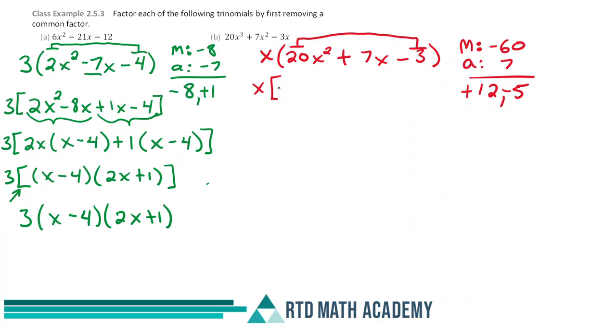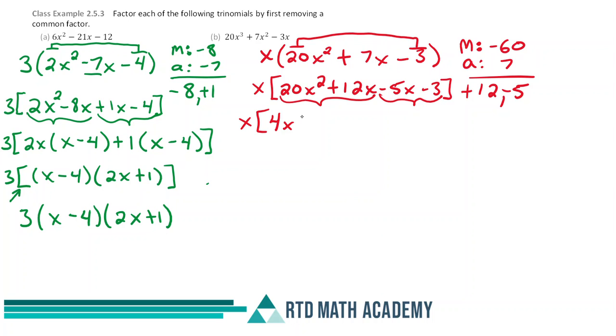All right, so now let's rewrite this. So now we've got 20x squared. Now the 7 gets rewritten with these two, so it's going to be plus 12x minus 5x, and then minus 3. Okay, now we will factor by grouping. So I've got x, and then what goes into 20 and 12? Well, 4 does. And then x squared and x does.